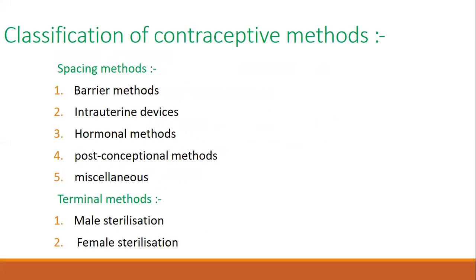Classification of contraceptive methods: spacing methods and terminal methods. Spacing methods are again classified into barrier methods, intrauterine devices, hormonal methods, post-conceptional methods, and miscellaneous methods. Terminal methods are classified into male sterilization and female sterilization. In this video, we will discuss the barrier methods and intrauterine devices.